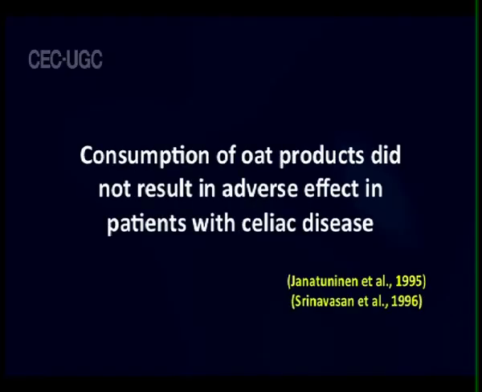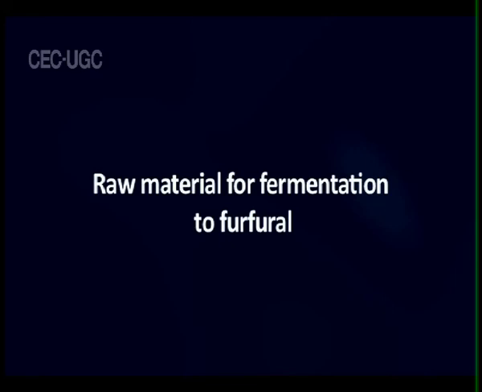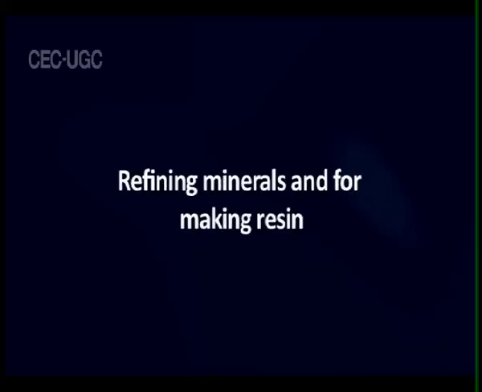Recent studies have shown that the consumption of oat products did not result in adverse effects in patients with celiac disease. Industrial uses of oats and barley. Oat hulls have also been used as a raw material for fermentation to furfural. Furfural is a chemical solvent used in refining minerals and for making resin.